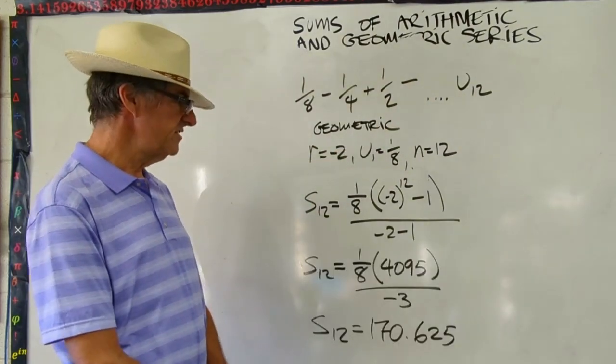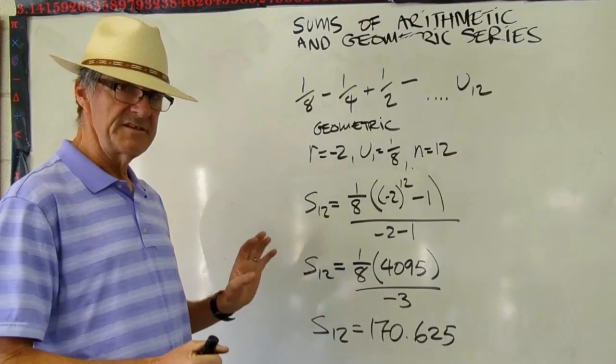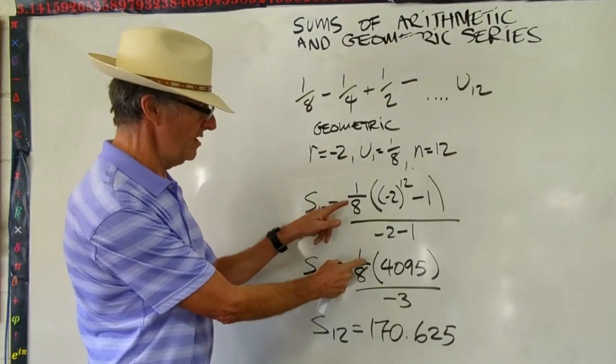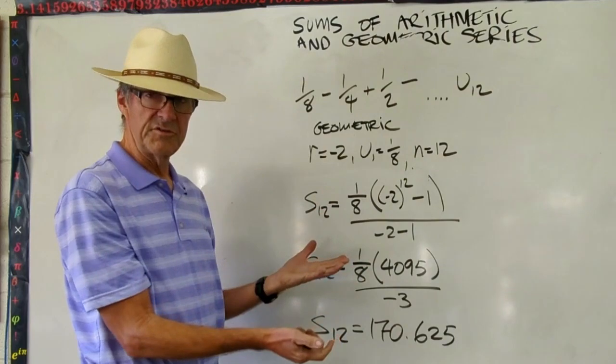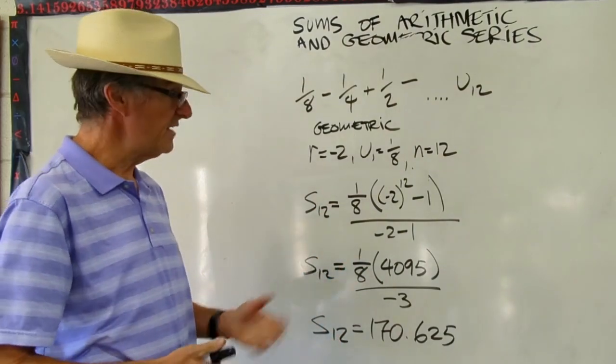All right, let's see how you did. I just crunched my numbers. This time I did it a little differently. I didn't want to mess around with 1/8 over minus 1/3 or minus 3. You could do that if you like.